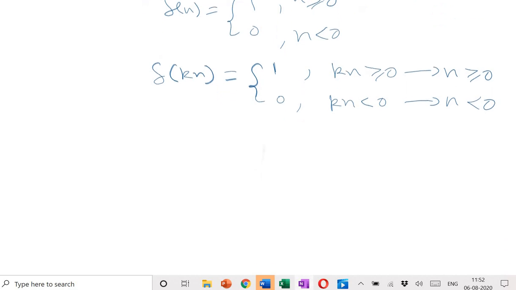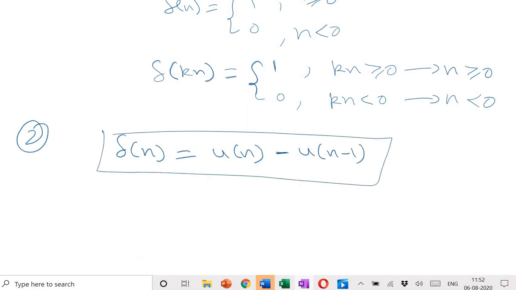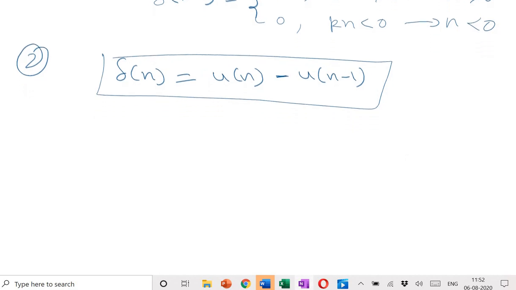The next property of the discrete time unit impulse function is that delta n can be represented in the form of unit step signals. That is, delta n can be represented as u of n minus u of n minus 1. This is the second property, which can again be proved very easily. If you take u of n and u of n minus 1 and subtract them, you will see that you are left with only delta of n.